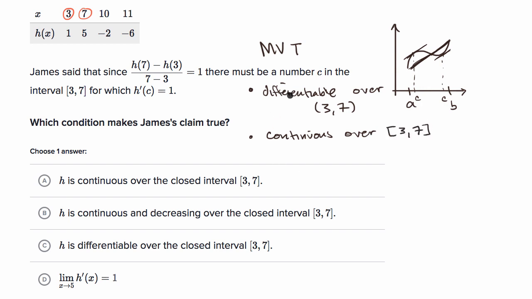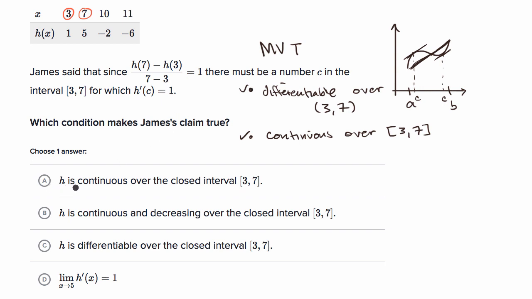And one interesting thing that we've mentioned before is that differentiability implies continuity. So if something is differentiable over the open interval, it's also going to be continuous over this open interval. And so the second condition would just say, well, then we also have to be continuous at the endpoints. Now let's look at the answers. So it says, which condition makes James's claim true? So we have to feel good about these two things right over here in order to make James's claim.